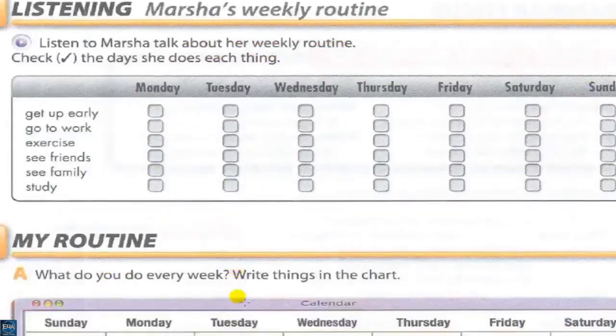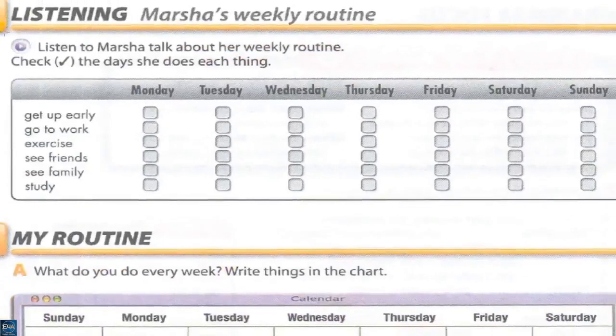Exercise number 8, listening. Page 40, exercise 8, listening. Marcia's weekly routine. Listen to Marcia talk about her weekly routine. Check the days she does each thing.